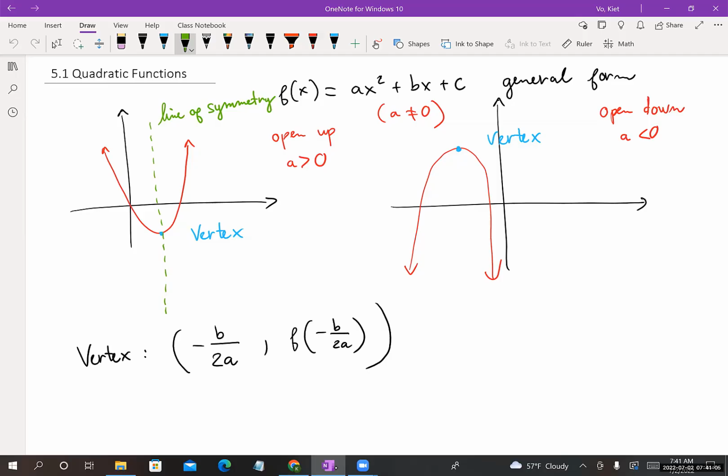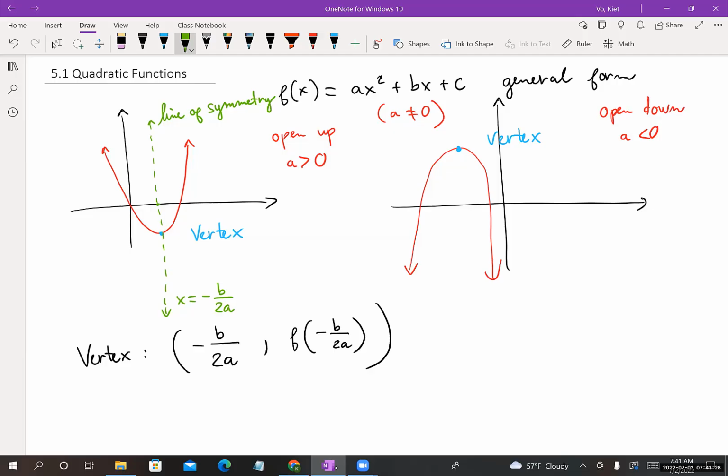It's passing through the x-axis. It's a vertical line, and it's passing through the x-axis at a specific point. And at this point, the x value is actually negative b over 2a. So the equation for this line of symmetry is x equals negative b over 2a.